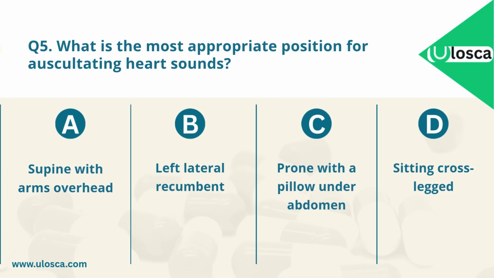Question 5. What is the most appropriate position for auscultating heart sounds? A. Supine with arms overhead. B. Left lateral recumbent. C. Prone with a pillow under abdomen. D. Sitting cross-legged. Which one is the correct answer?